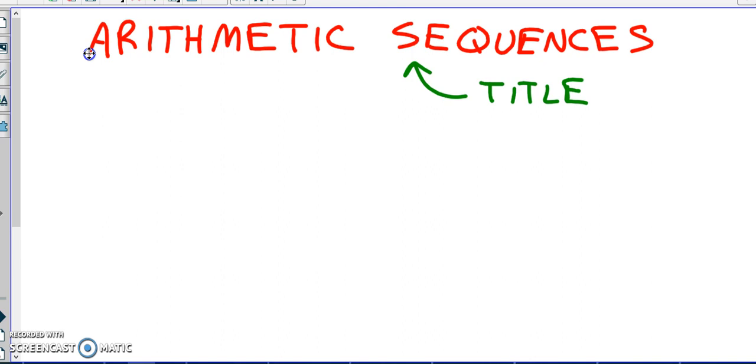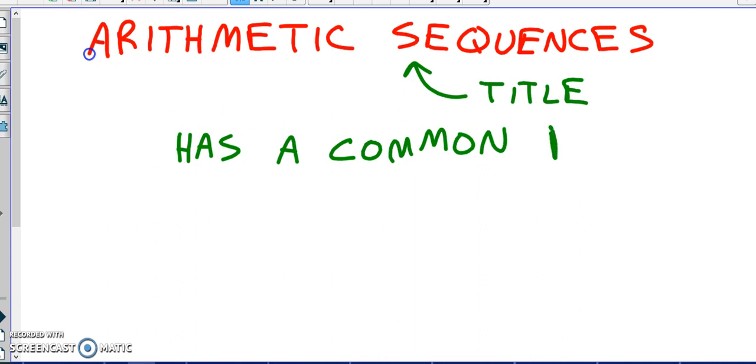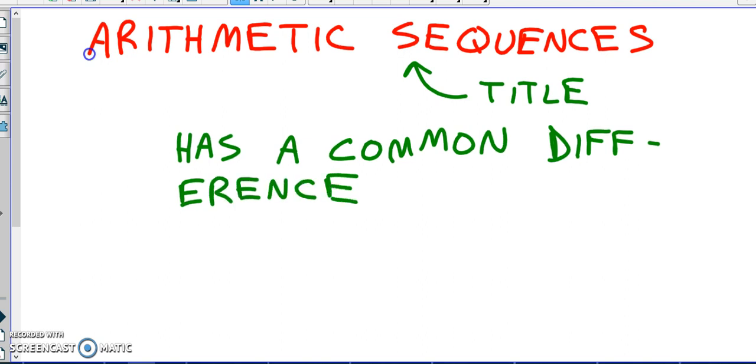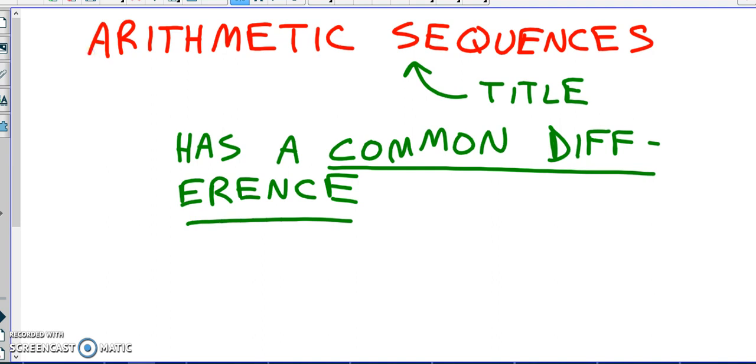Formally, an arithmetic sequence is a sequence in which each term differs from the preceding term by a constant amount. This amount is the common difference. So an arithmetic sequence has a common difference. I don't know if that's how you're supposed to split that word, but we're going to go with it. Common difference. We generally use D for that.